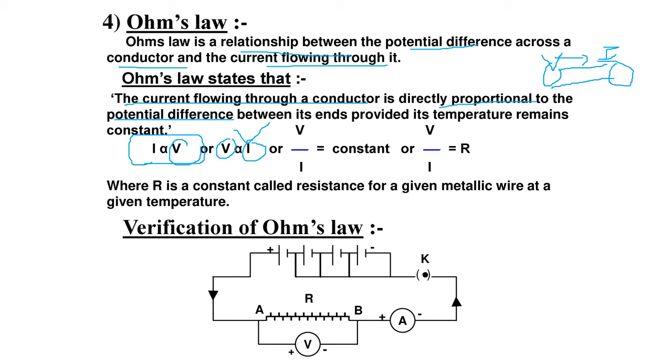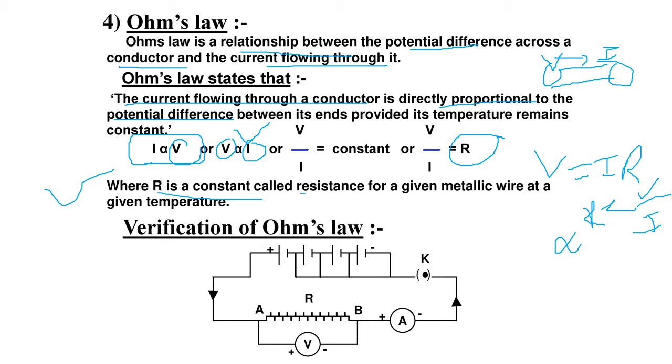Whenever we are talking about direct proportionality, that means there is one constant. So the constant here is R. If you take R outside, V = IR becomes R = V/I. And what is R over here? R is the constant called the resistance for a given metallic wire at a given temperature.